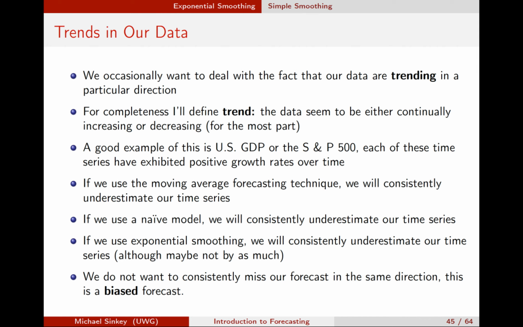And so if we were to use the moving average, it's just relying on the past, and the past has been lower than where we think the time series will be tomorrow. If we use the naive, we have the same problem. If we use the exponential smoothing, we have the same problem. And if we consistently miss in the wrong direction, we have a biased forecast. So if I use any of these previous methods, I'm going to have a biased forecast if I'm predicting something that's going up or if I'm predicting something that's going down. So in either case, these models don't do very well.